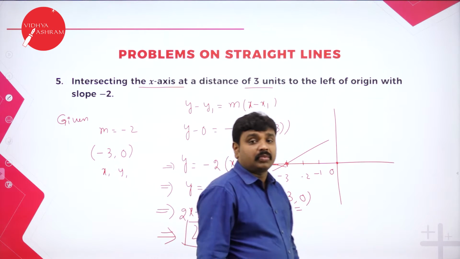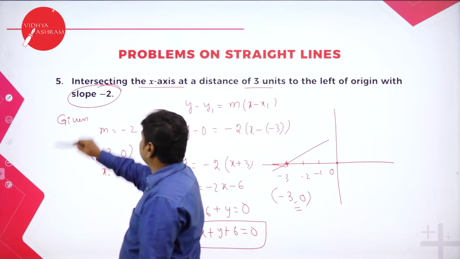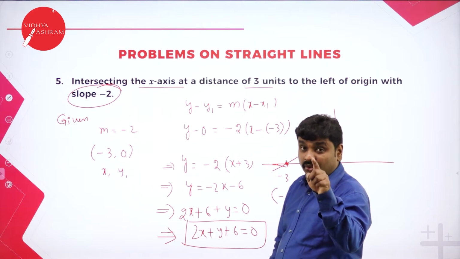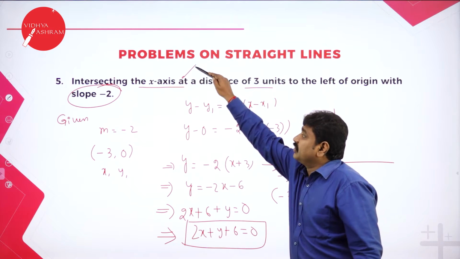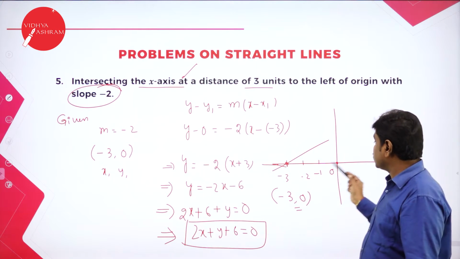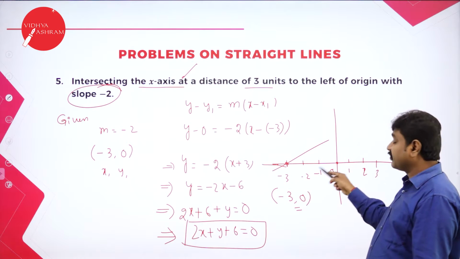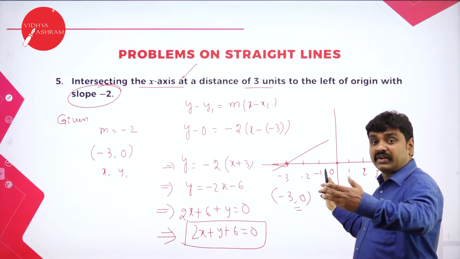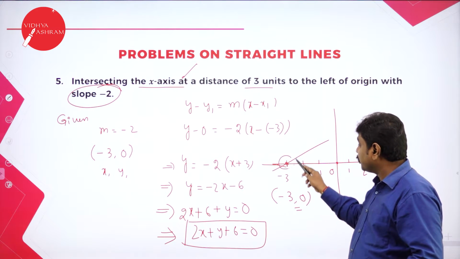This is an interesting problem. Why? Because they give slope directly. Slope means M. They have given directly. This is not an issue. But they told line cuts what axis? X-axis. Where it cuts? 3 units, not towards right. Right means positive 1, 2, 3. But it's cutting towards left. Left means, from origin if you go left, we'll plot as -1, -2, -3. 3 units left means it is cutting at -3.